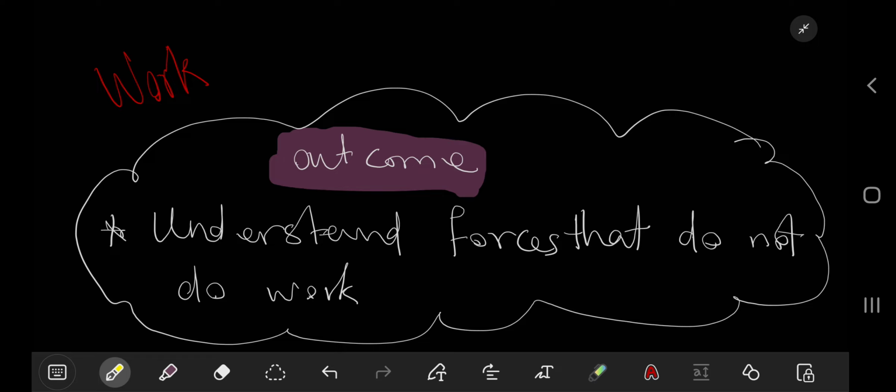From the previous videos we have identified the forces that do work, and we have also identified forces that do not do work, right? So the aim of this video is to explain why we say some of the forces acting on an object do not do work.